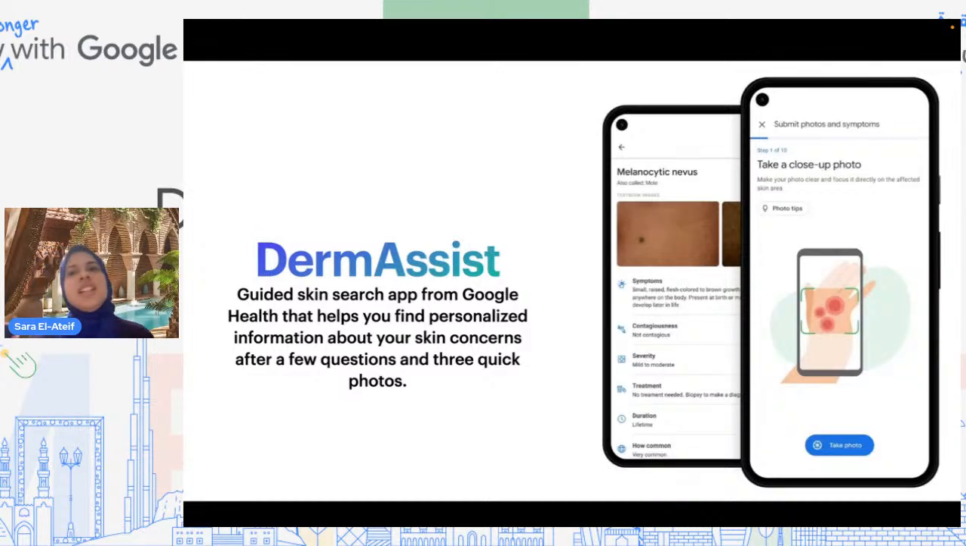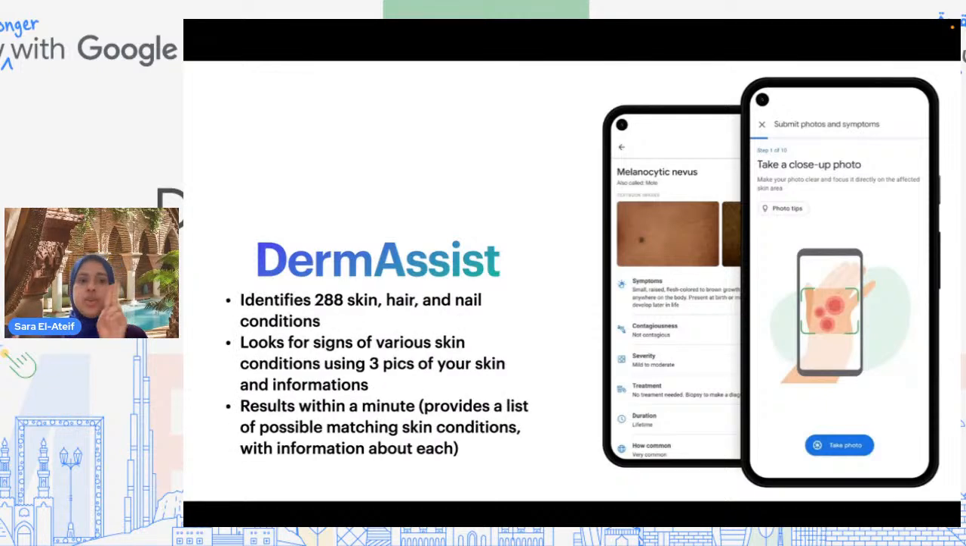There is another really cool app from Google called Dermacyst. It's a guided skin search application that helps you find personalized information about your skin concerns after a few questions and 3 quick photos. So you just need 3 photos. You take 3 photos of your skin, hair, or nail conditions, and it will help you identify what kind of problem you have.